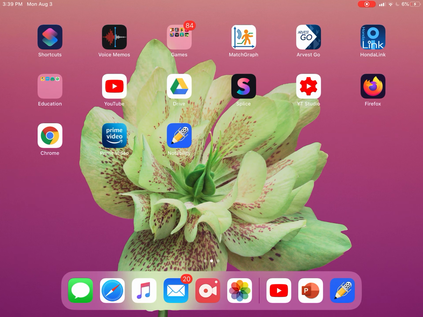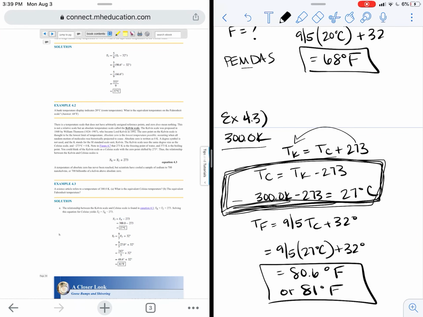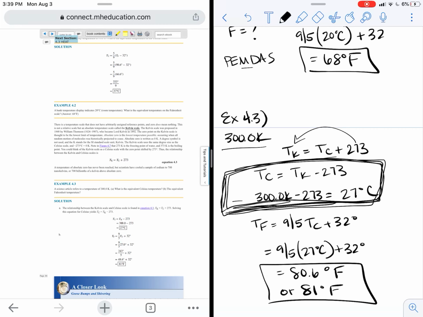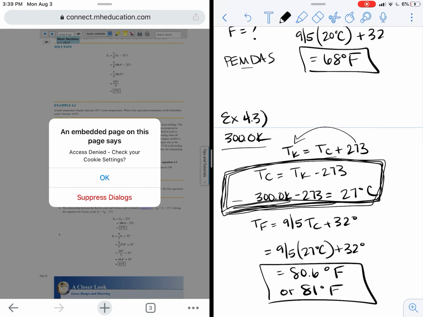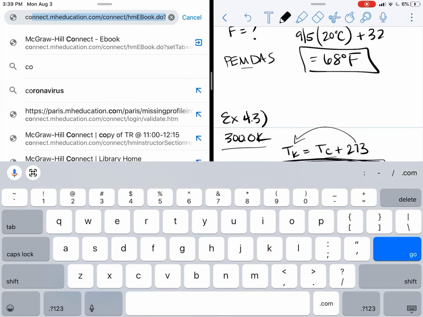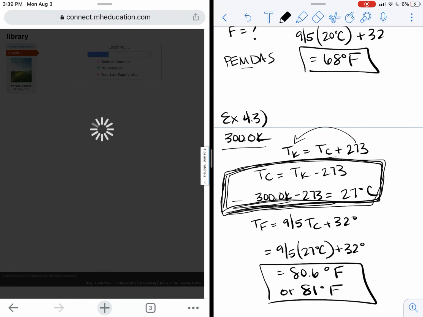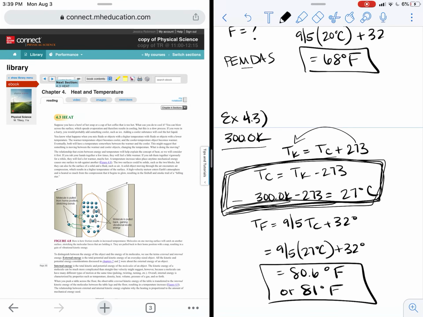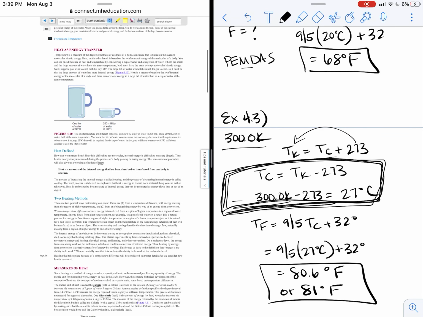Let's see here. All right, let's go on. Oh, come on. It's gonna be picky again. That's probably how you guys feel too, huh?